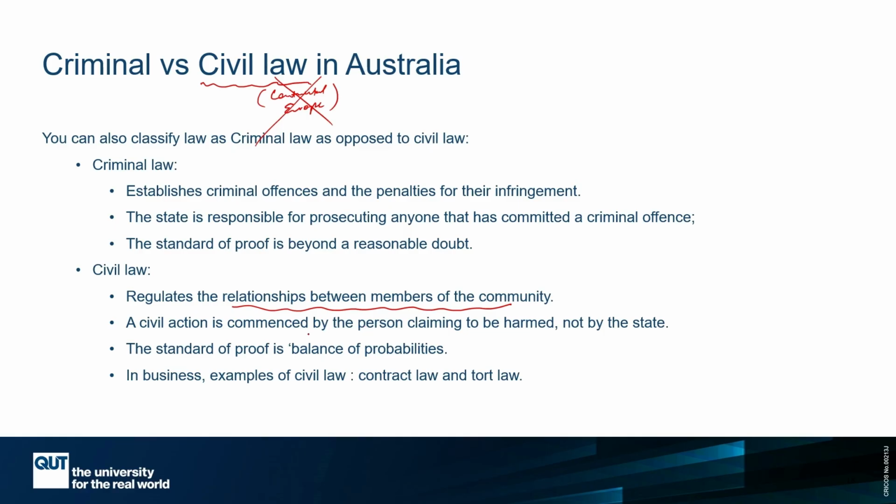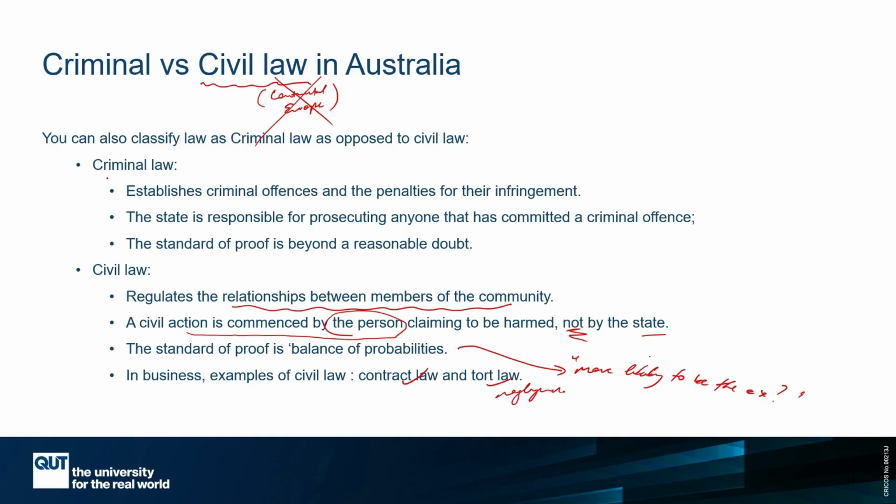And in civil law, what we have is an action, so litigation or enforcement is undertaken by the person, not by the state. As a result, what we have is a different standard of proof. What is more likely to be the case, given what's going on, right? It's not strictly correct, but that's a way of thinking about it. So in business, examples of civil law would be contract and tort law, negligence, which we'll come to.